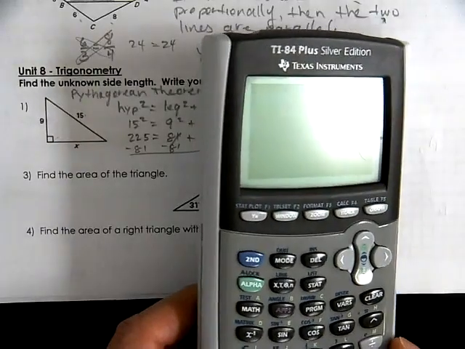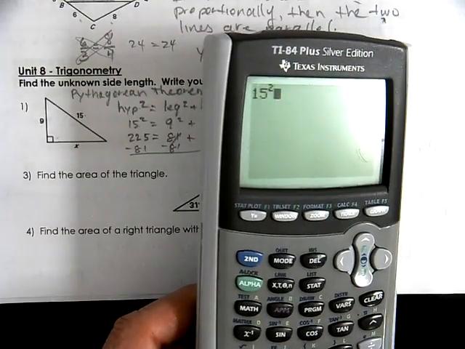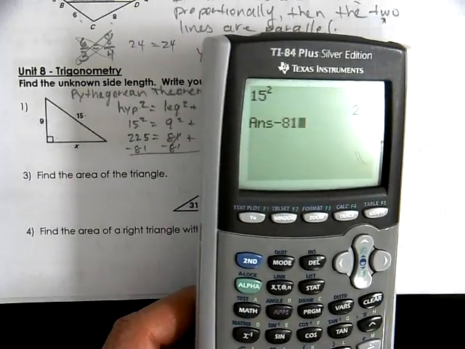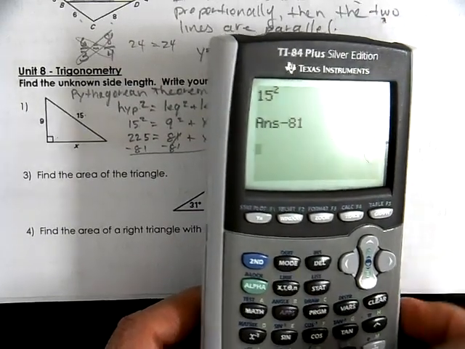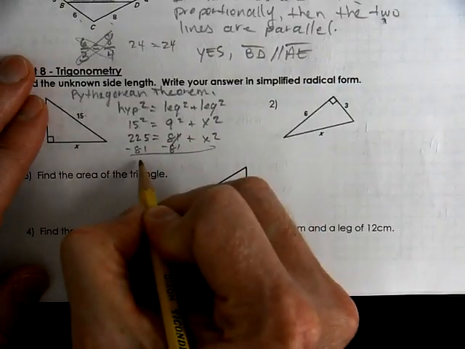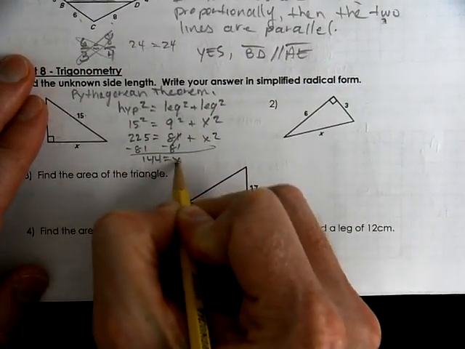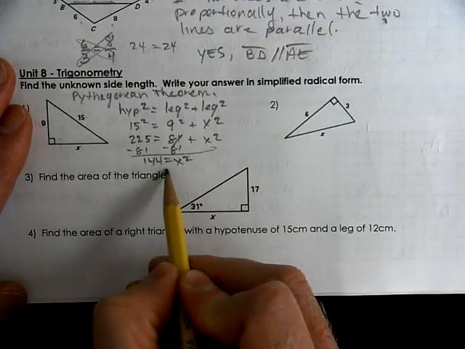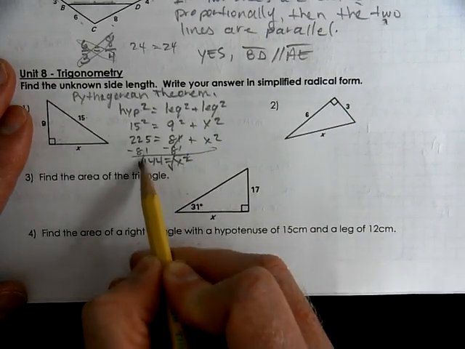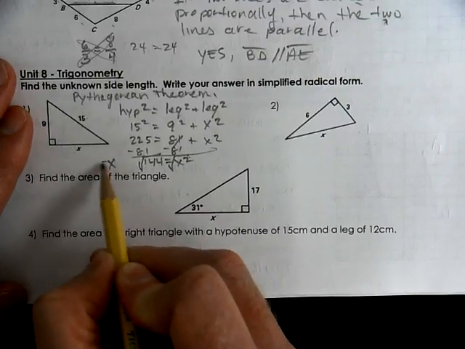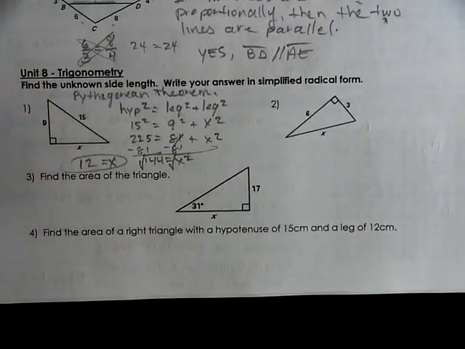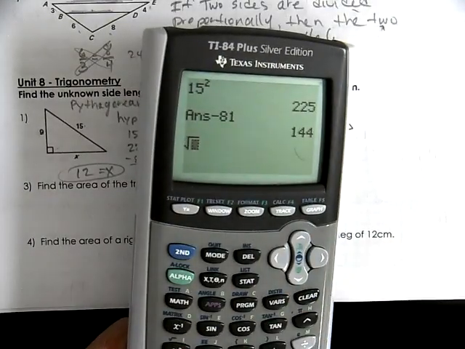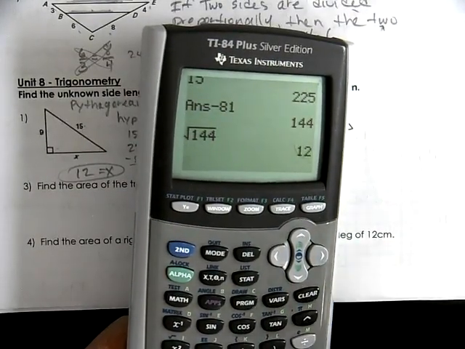So we'll come over here and say that 15 squared is 225, and we subtract the 81, or 9 times 9, get 144. Now I have x squared. Well, I need to take the square root, so x is going to be 12. Take the square root of 144, and that gives us 12.